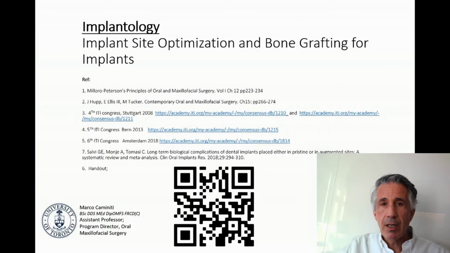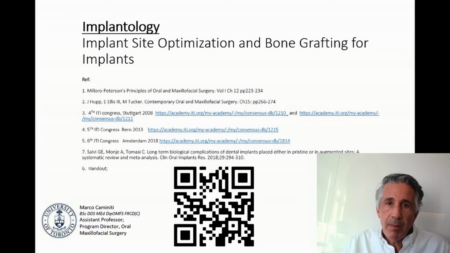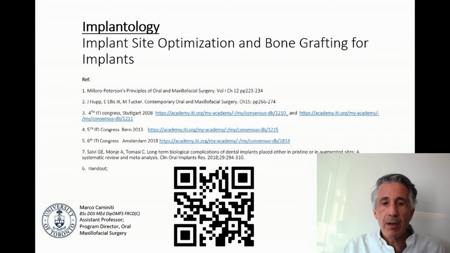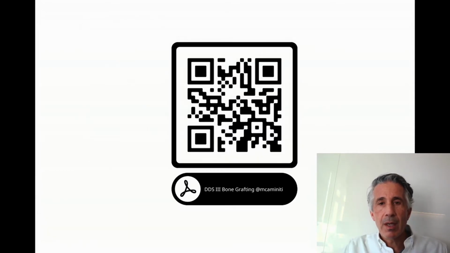Today's lecture is looking at implant site optimization, mostly focusing on bone grafting. The QR code is your link to the handout, and the references are primarily the handout, but other readings that you can do on the side are presented there. Again, here's the QR code for the updated handout for you.